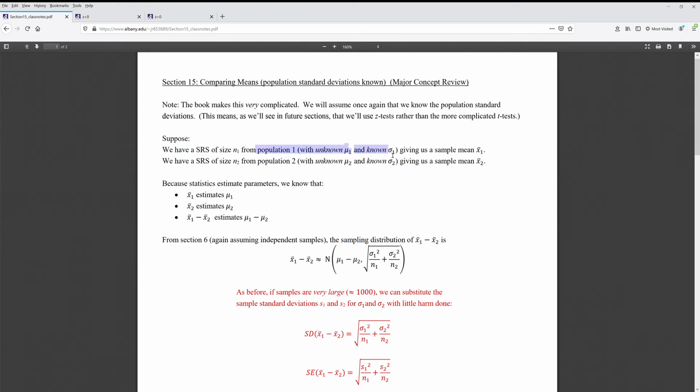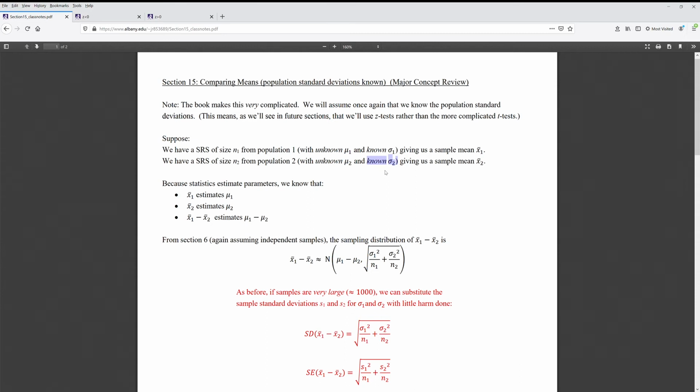Population 1 has an unknown mean and a known standard deviation. Let's say the average age of everybody in New York State. So we don't know the average age of everybody in New York State, but we do know how ages in New York State vary. Population 2 has an unknown mean and a known standard deviation. So let's say the average age of people in Massachusetts. We don't know the average age of people in Massachusetts, but we do know how ages in Massachusetts vary.